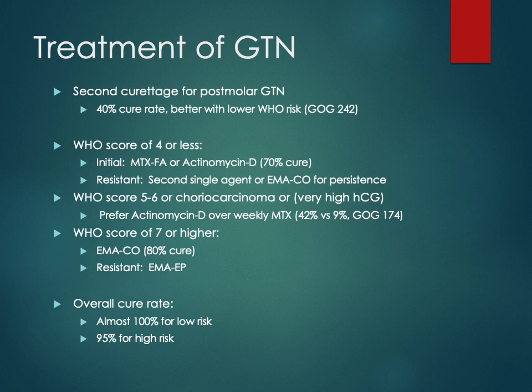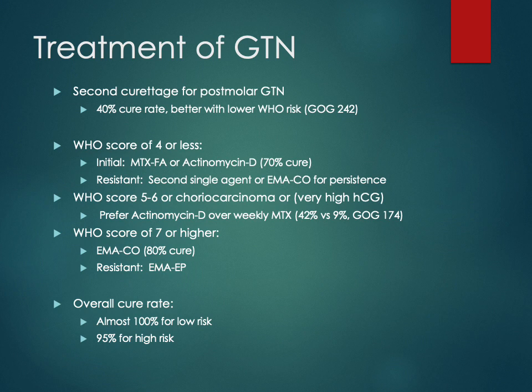So for low-risk patients, you can actually do a second curettage for postmolar GTN, and there's a 40% cure rate with just doing a second D&C. That works best for patients who have a low risk to begin with. And then if your WHO score is low, so 4 or less, we can do single-agent chemotherapy with methotrexate. Now, this is not the same dosing that you give for an ectopic pregnancy. This is still a multi-day treatment, but it's single-agent. Or you can do actinomycin, which is a little less well-tolerated.